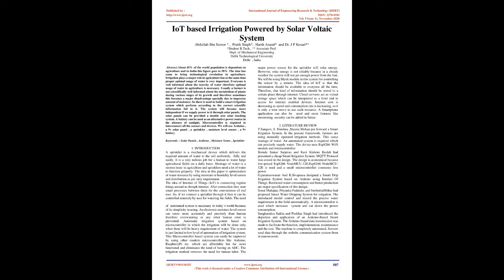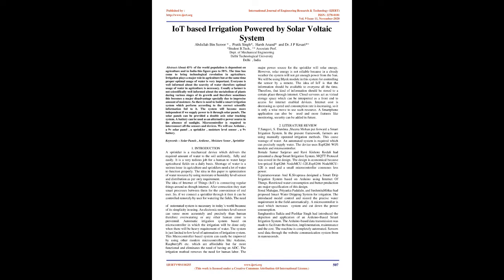1. Introduction. A sprinkler is a mechanical device which delivers the required amount of water to the soil uniformly, fully, and easily. It is a very tedious job for a human to water large agricultural fields on a daily basis. Shortage of water is a serious issue in agriculture, and sprinklers need a lot of water to function properly.